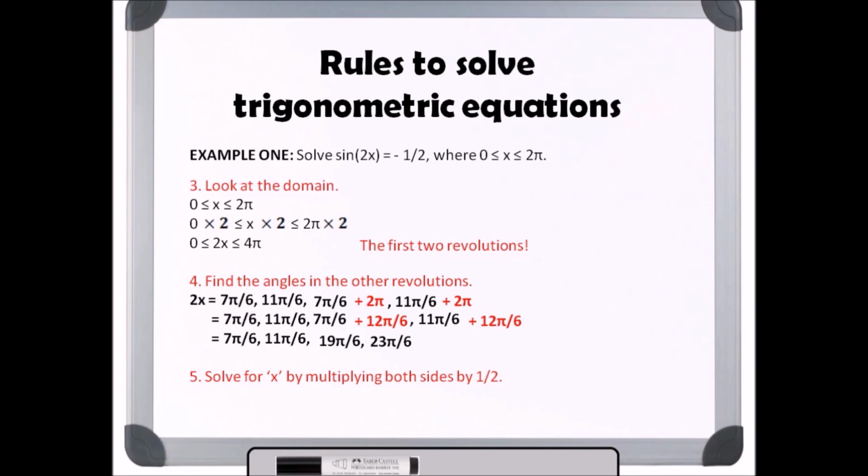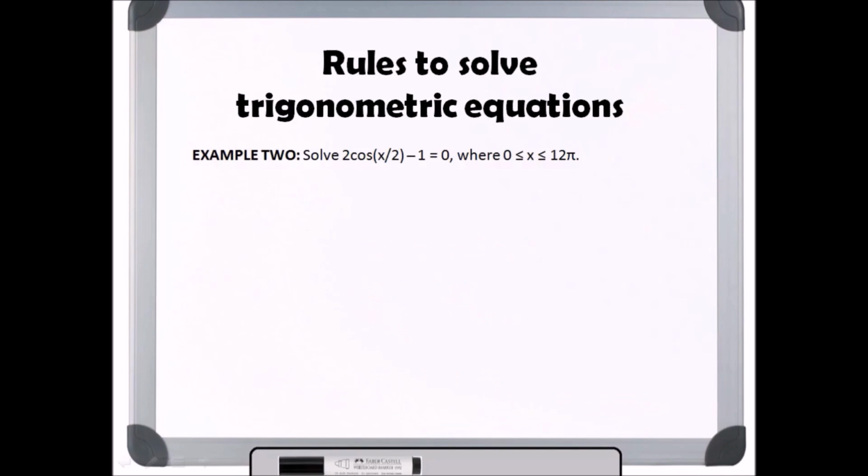Finally, step 5. Solve for x by multiplying both sides by half, and this should give you x equals 7 pi on 12, 11 pi on 12, 19 pi on 12, and 23 pi on 12. All your solutions should be within the given domain. And that's it. Let's go through a second example so that we can reinforce the 5 steps I have told you in the previous example.